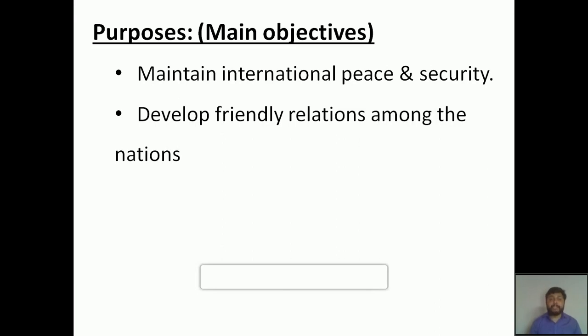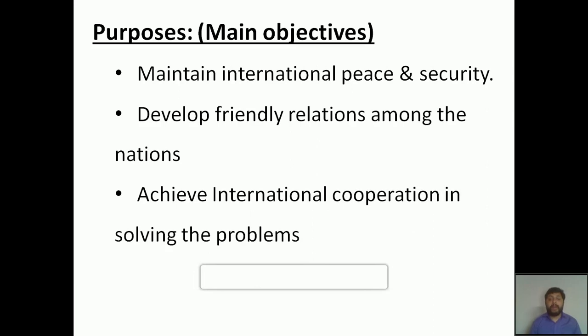The nations must be in a friendly atmosphere. The relation between the nations must be in a very good atmosphere. Otherwise, it can lead to a third world war. Third one, achieve international cooperation in solving the problems.